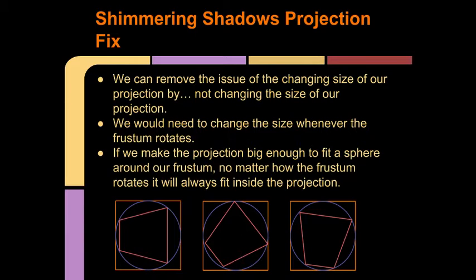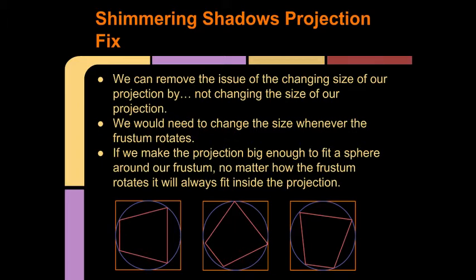First, we will fix the issue of changing the size of our projection. The reason we would be changing the size of our projection each frame is to account for the changing orientation of the camera's frustum. The most common way to fix the issue as it relates to changing the projection size is to not change the projection size. To be able to do this, we will need to use a slightly larger projection, one that would fit any orientation of the camera's frustum.